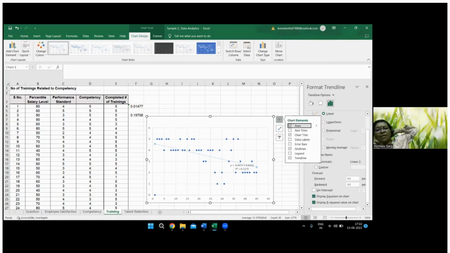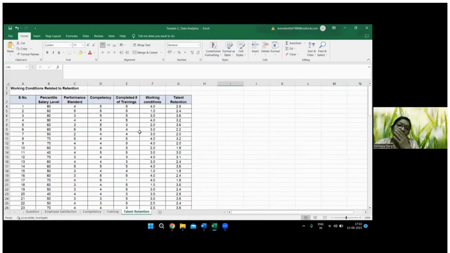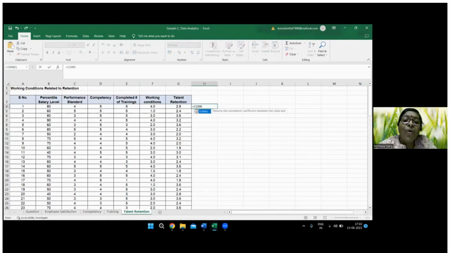Okay, guys? Let us see talent retention, because the next set you will do on your own. I will give you time. I'm helping others also so that they can do it when they have to work on it. Talent retention is an outcome, and working conditions. So we want to see if there is any correlation between people staying longer and better working conditions. Got it? So please see if there is any correlation between working condition F and talent retention G.